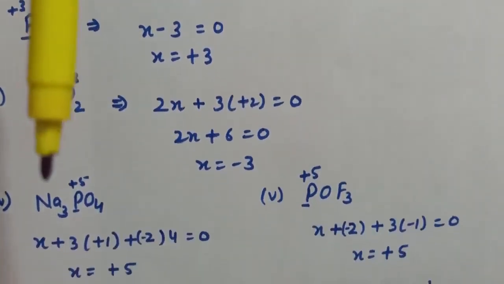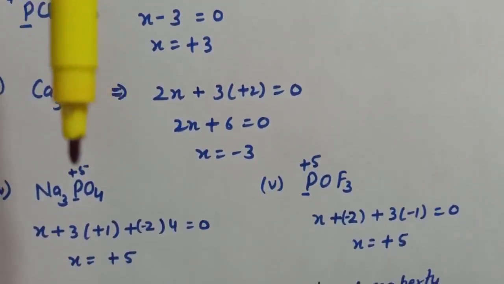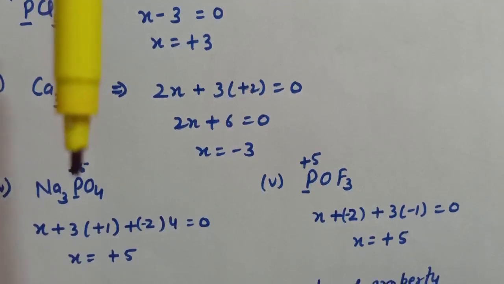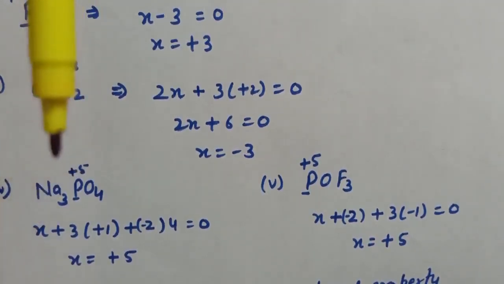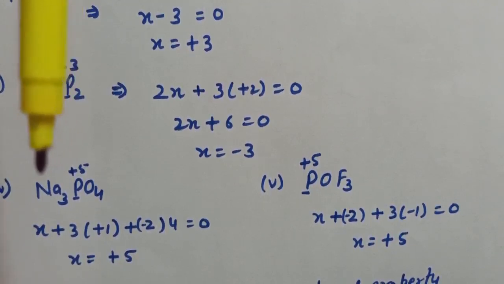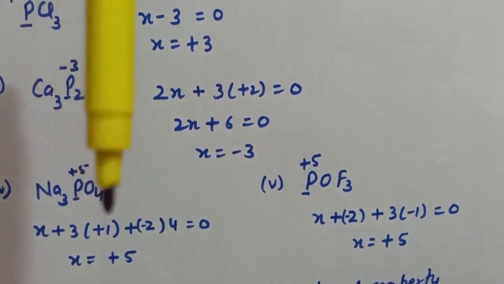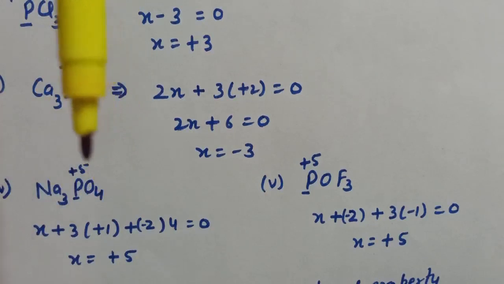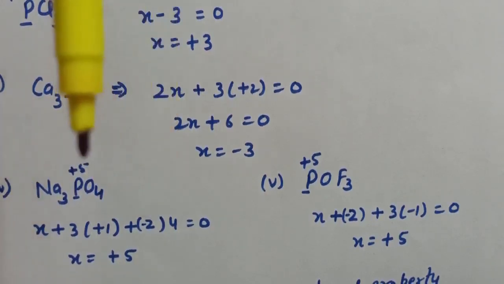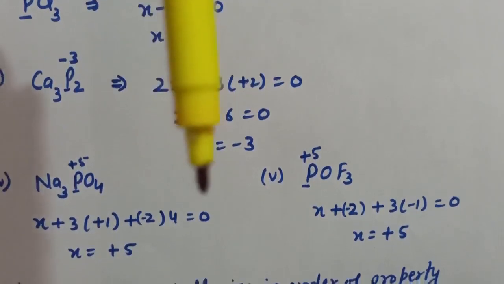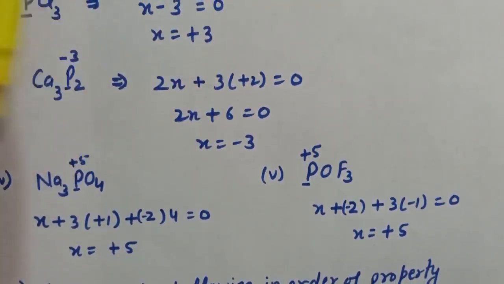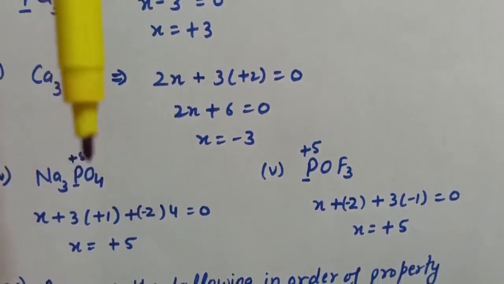Now next is Na3PO4. Similarly we can calculate here, the oxidation number of phosphorus is assumed to be X. For group 1 elements, that is alkali metals, the common oxidation state is +1, so 3 into +1, and for oxygen it is -2, and here we have 4 oxygen atoms, so it is 4 into -2, that will be equal to 0. So the value of X comes out to be +5.